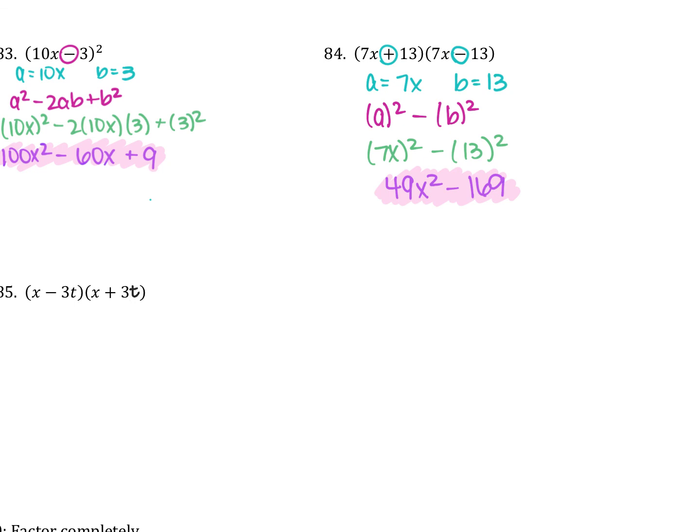Okay, so now that your two binomials have the same a and the same b, and they're separated by opposite signs, you're going to use a squared minus b squared. Again, your a is the first term, which is going to be x. Your b is the second term in both, so that's going to be the 3t. So this is going to give us x to the second power minus 3t to the second power. So it's just x squared minus 9t squared.